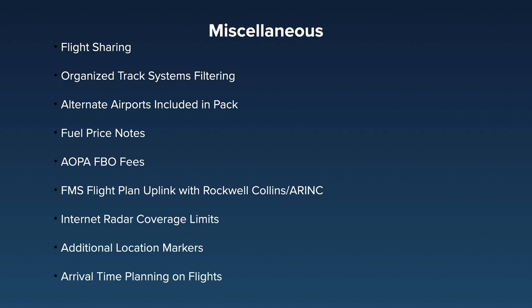We've enhanced fuel price notes, AOPA, FBO fees. We now have ARINC, FMS FlightLink, uplink capability. Internet radar coverage limits have been defined and are now graphically presented. We have additional location markers that we've added for the type of airplane that you want to have shown on your screen. And you now can plan your flights by arrival time rather than just time of departure.